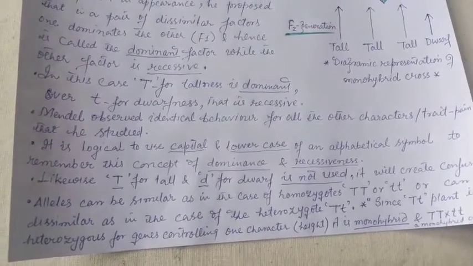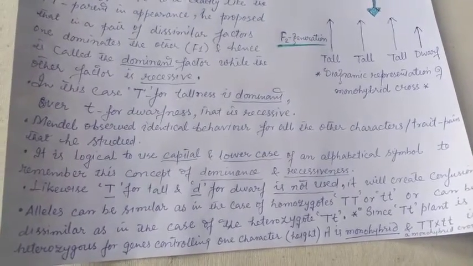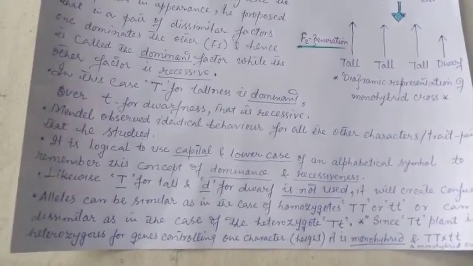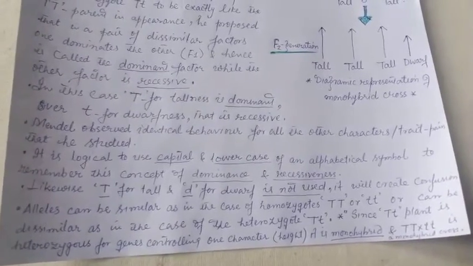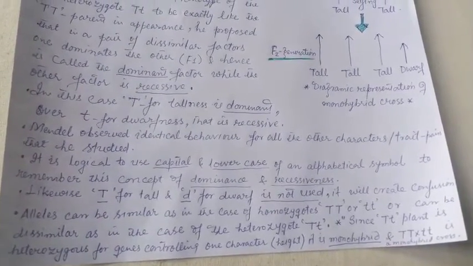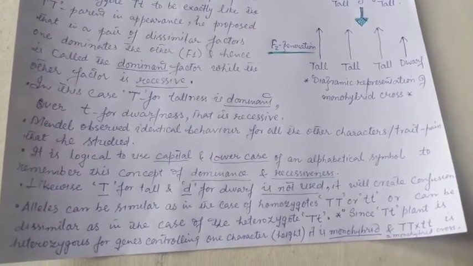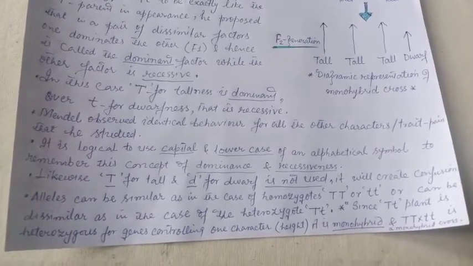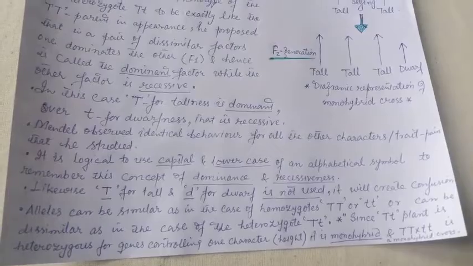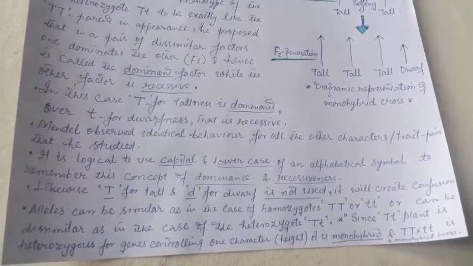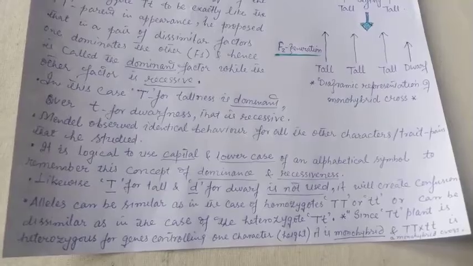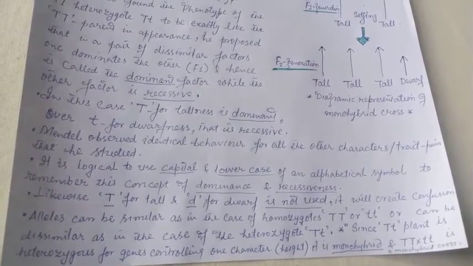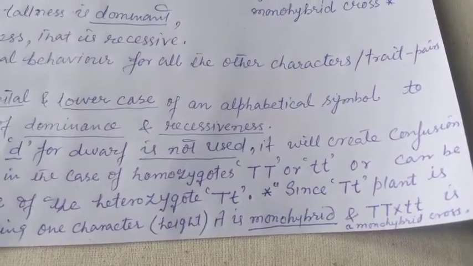The alleles can be similar as in the case of homozygous capital T capital T or small t small t, or can be dissimilar as in the case of the heterozygote capital T small t. Since the capital T small t plant is heterozygous for the gene controlling one character, that is height, it is a monohybrid. And the cross of tall with dwarf, hybridized, is a monohybrid cross. And this was the monohybrid cross for you.